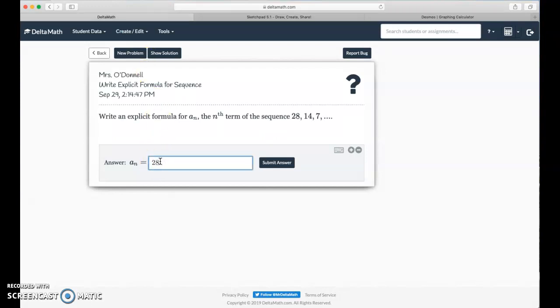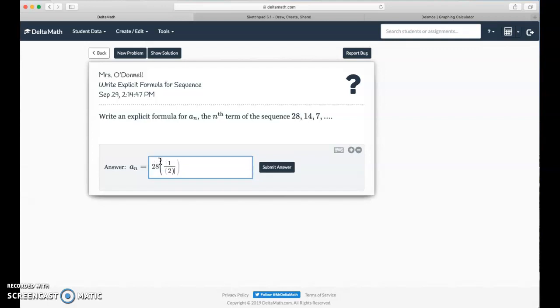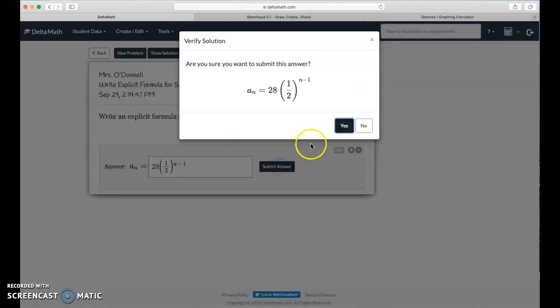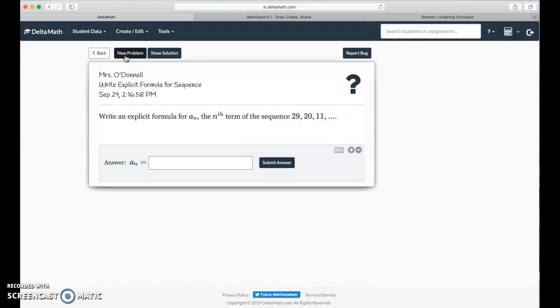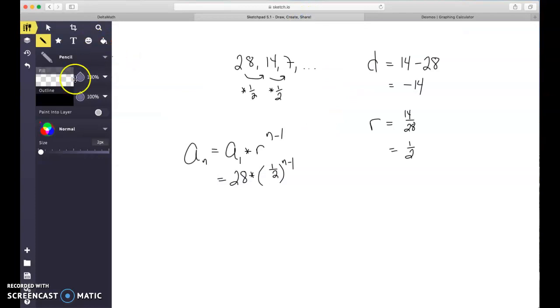28 times 1/2, and then I'm going to do my caret, n minus 1, and click submit. All right, now I'm going to look for an arithmetic one. Let's see here. Okay, this one looks arithmetic, right? It looks like I'm subtracting 9 between my terms.